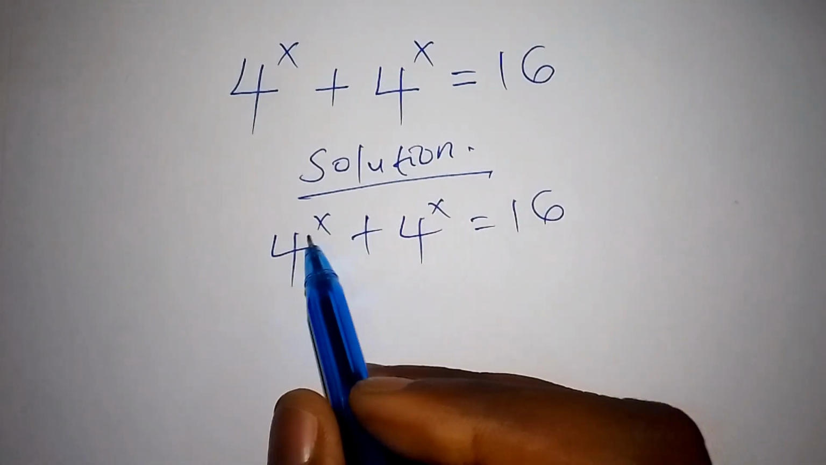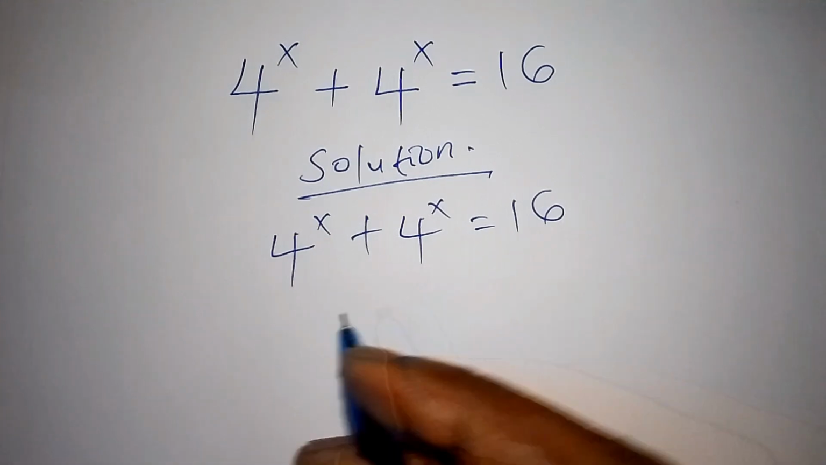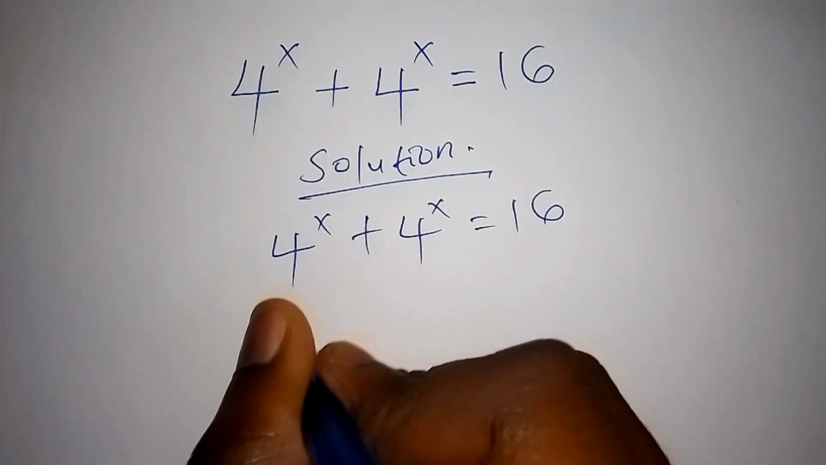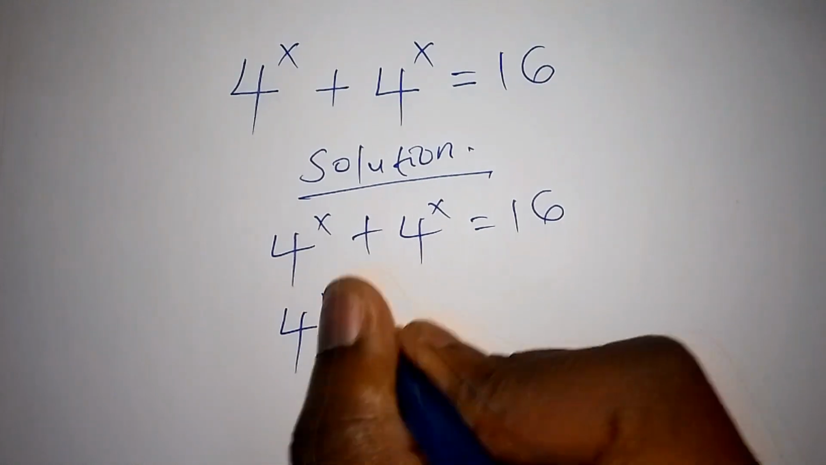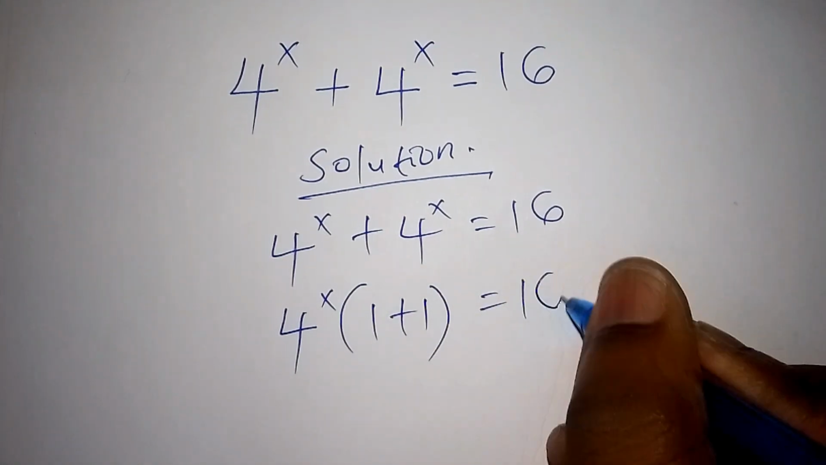Now, since 4 to the power of x plus 4 to the power of x is the same, we need to factorize these two terms. So this can also be written as 4 to the power of x, then in the bracket 1 plus 1, close the bracket, is equal to 16.